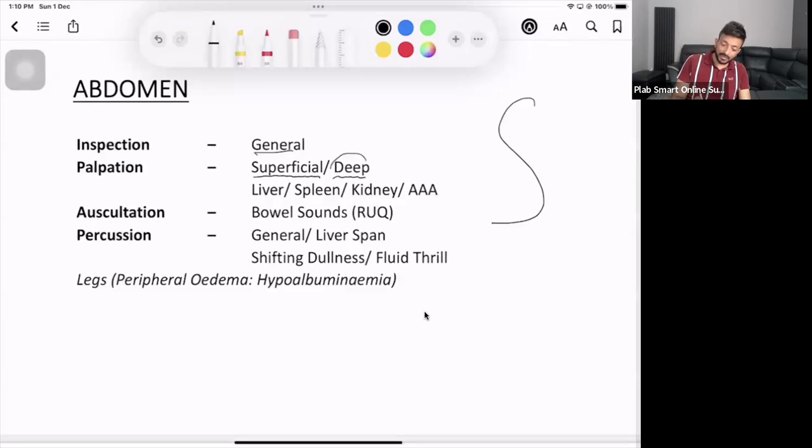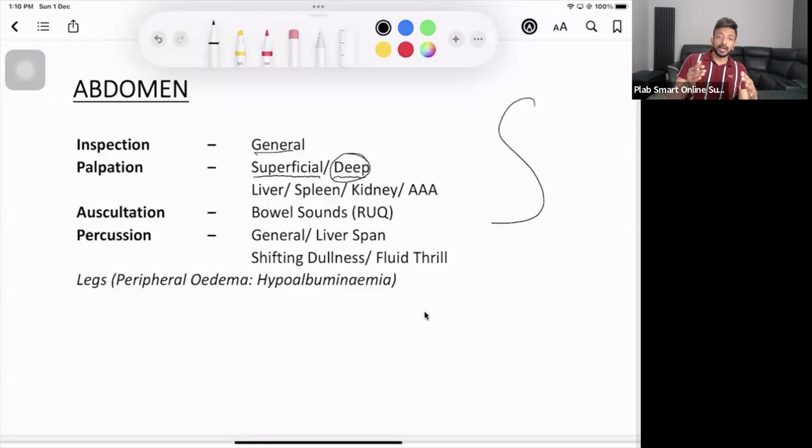Then the same thing you will repeat again for the deep palpation as well. Okay, so if there is no tenderness on superficial or deep palpation, you'll verbalize: there is no tenderness on superficial palpation. There is no tenderness on deep palpation. So this is how you're going to verbalize it.